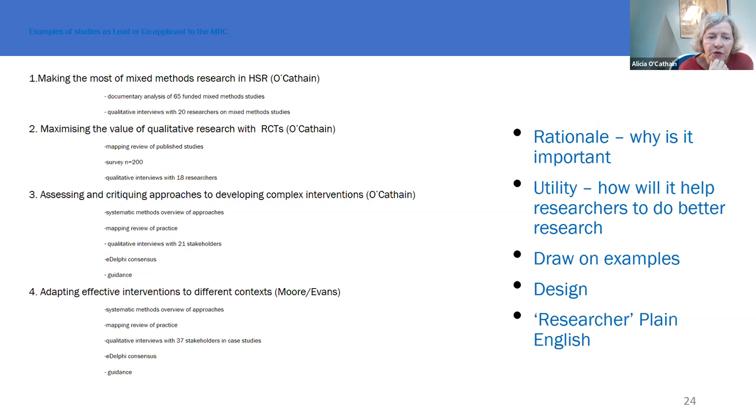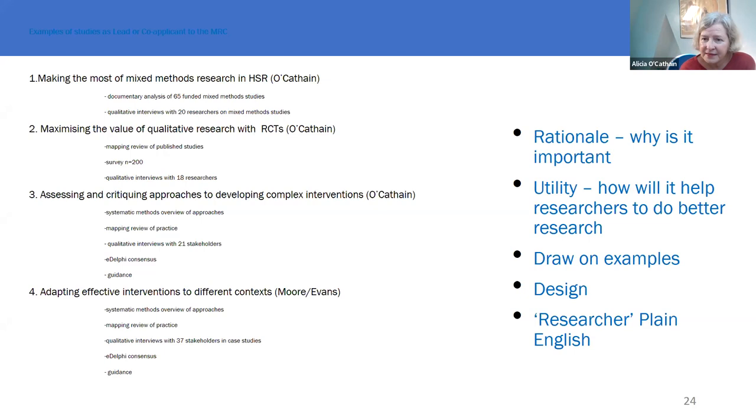And then finally, I was a co-applicant on Moore and Evans's study that again went to the Better Methods, Better Research funding panel to look at when we have an effective intervention, well, it's been effective in a particular context, how do we go about adapting it for different contexts? And again, you can see the use of qualitative interviews with stakeholders there, this time in the context of case studies.